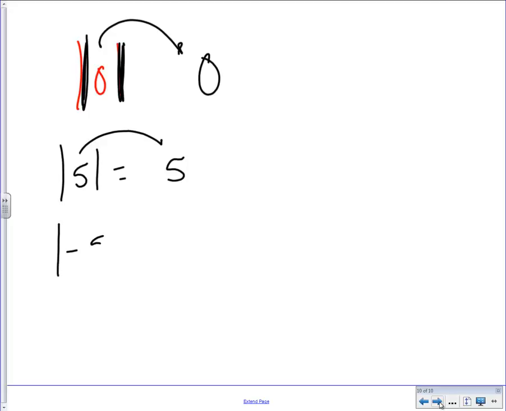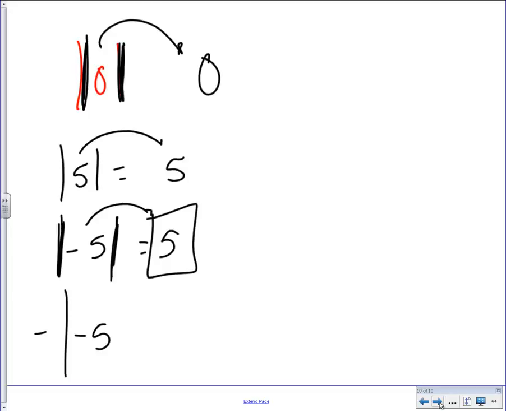So let's look at this one. -5 is inside the absolute value bars. When -5 comes out, the absolute value bars takes that negative and makes it become positive. The rule is that anything that comes out of absolute value bars, with the exception of 0, will always be positive. So let's look at this one.